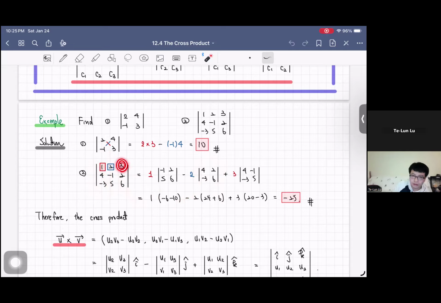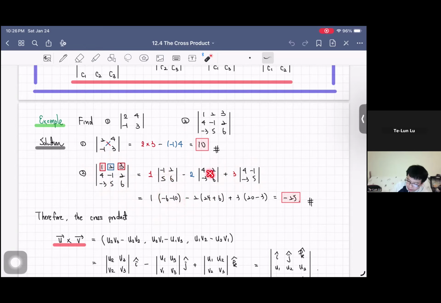Lastly, for the 3 here, you eliminate the first row and the third column, which you get 4, minus 1, minus 3, and 5 here. And again, don't forget, this is a minus sign, right? After doing so, then we compute the 2 by 2 determinant. So minus 6, subtract by 10, you get this guy.